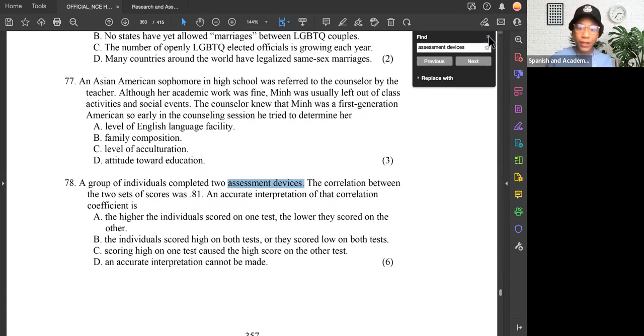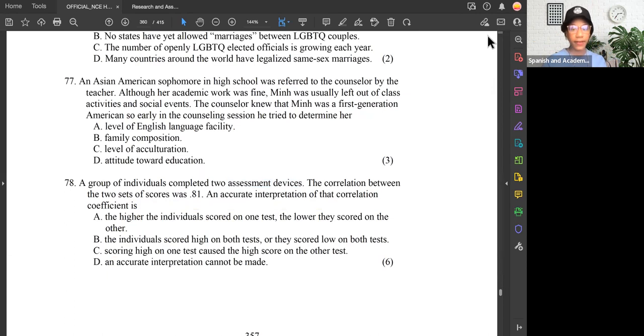A group of individuals completed two assessment devices. The correlation between the two sets of scores was 0.81. An accurate interpretation of that correlation coefficient is, so you should think, okay, if the range is between negative one and positive one, 0.81 is a positive correlation. It's not a perfect positive correlation, but it is a positive correlation. So with that, going off of our last question, we would know that the right answer is B.